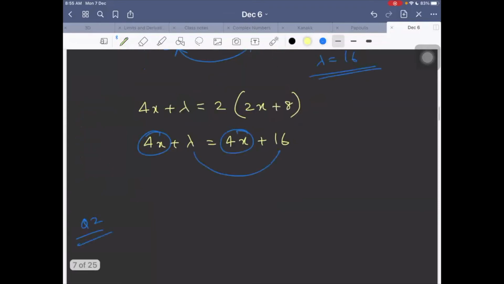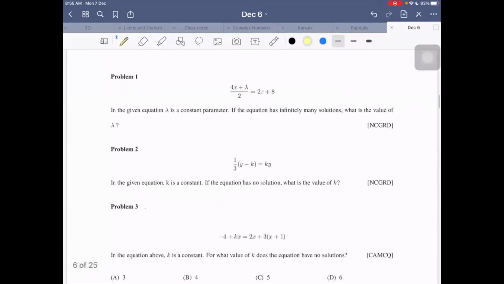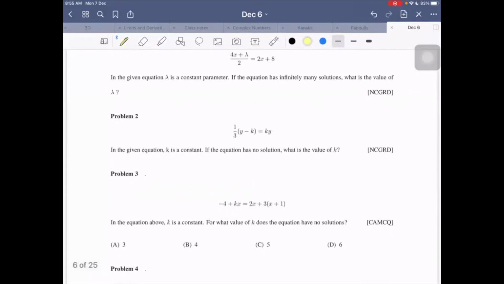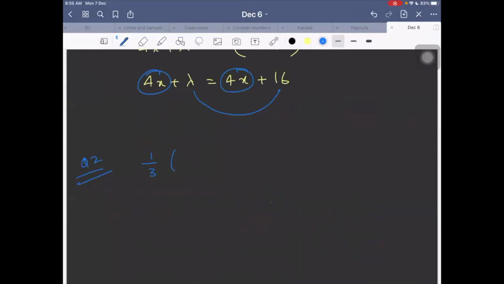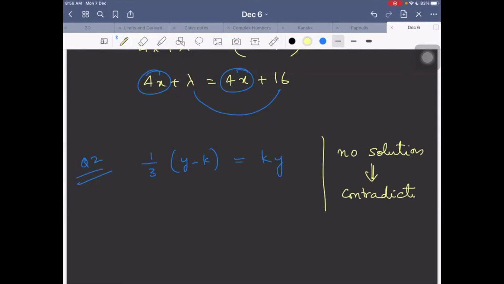Let's go to the next question. Question number 2. In the given equation, k is a constant. If the equation has no solution, let's see. We have 1 by 3 times y minus k is equal to ky. The equation has no solution, which means we are looking at a contradiction.